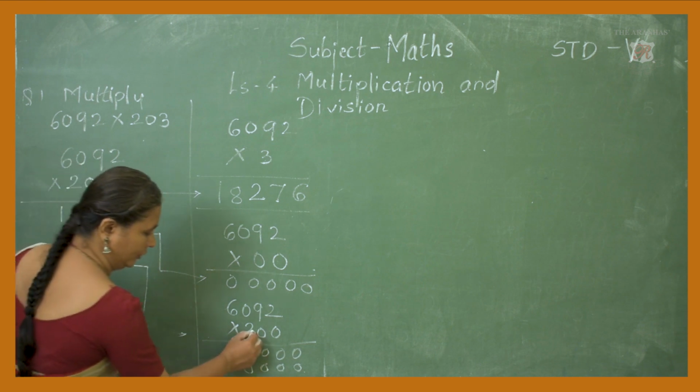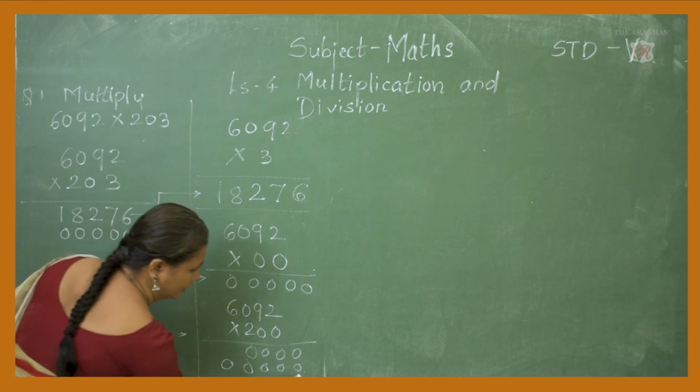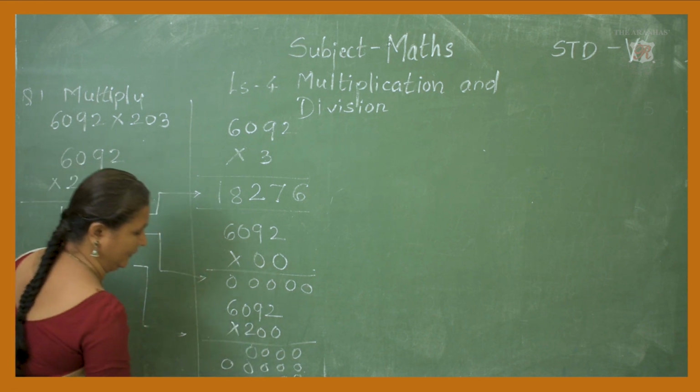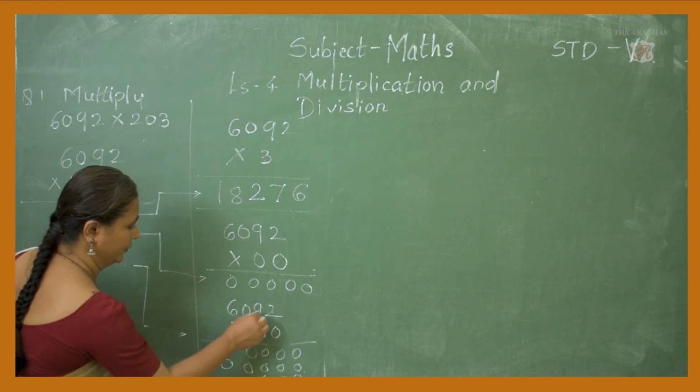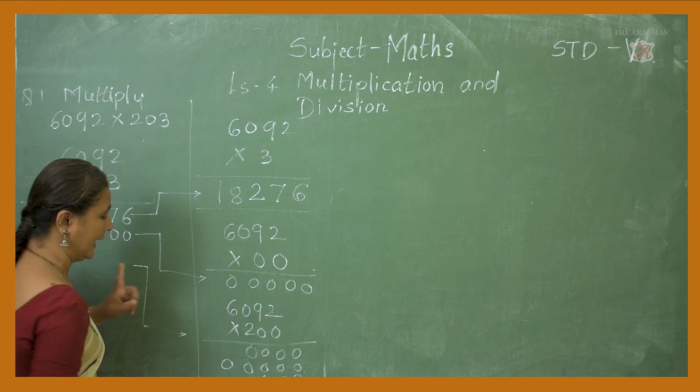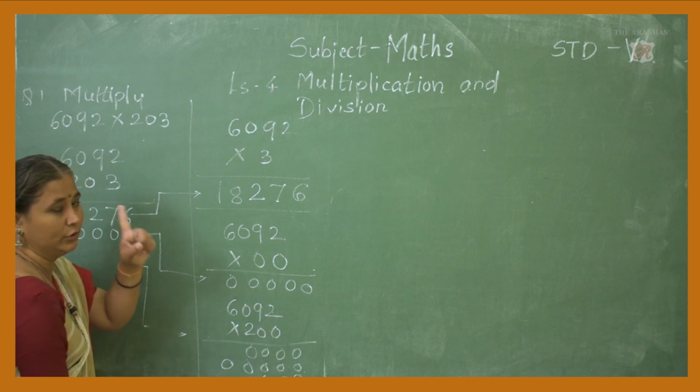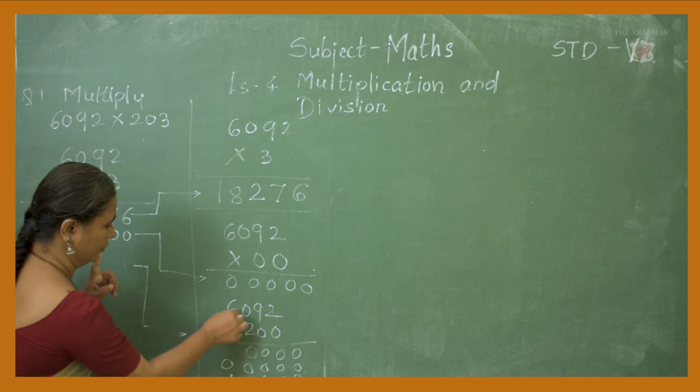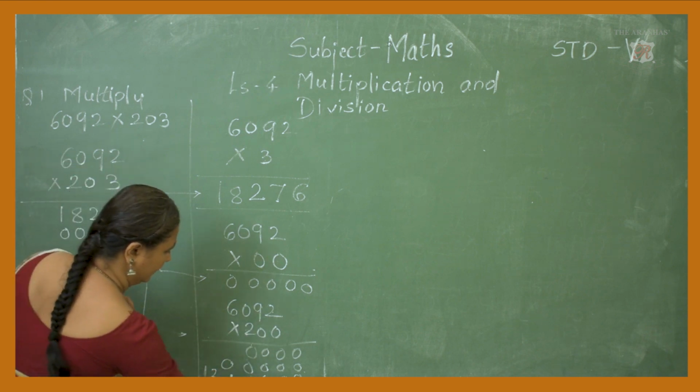Now 2 is left. 2 is there. 200. So we have to start from the 100 place. 2 2s are 4. 2 9s are 18. Carry 1. 2 zeros are 0. 1 is carry. So 2 6s are 12.